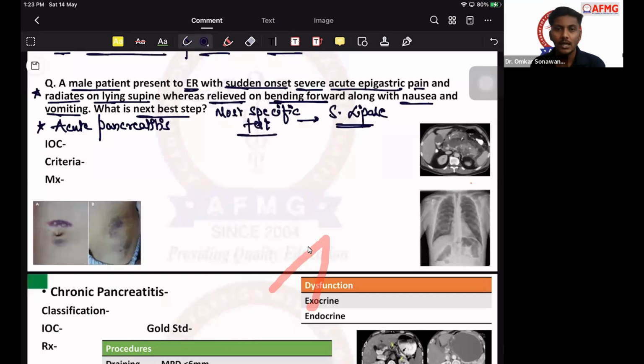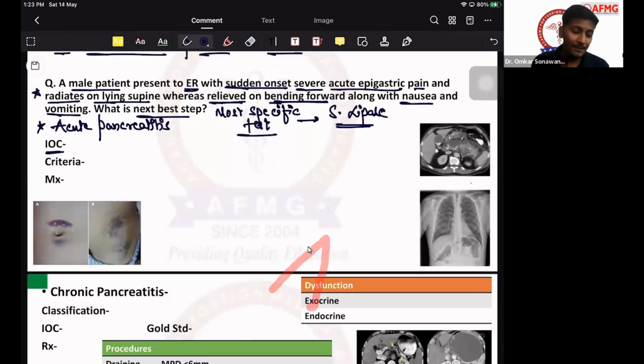Okay, no issues with this. Remember, what is the investigation of choice, anybody? Definitely we have performed a serum amylase and serum lipase. What is the investigation of choice to confirm our diagnosis? No, trypsinogen is not better. Trypsinogen is not elevated in all conditions. So serum lipase is the best one to be answered.